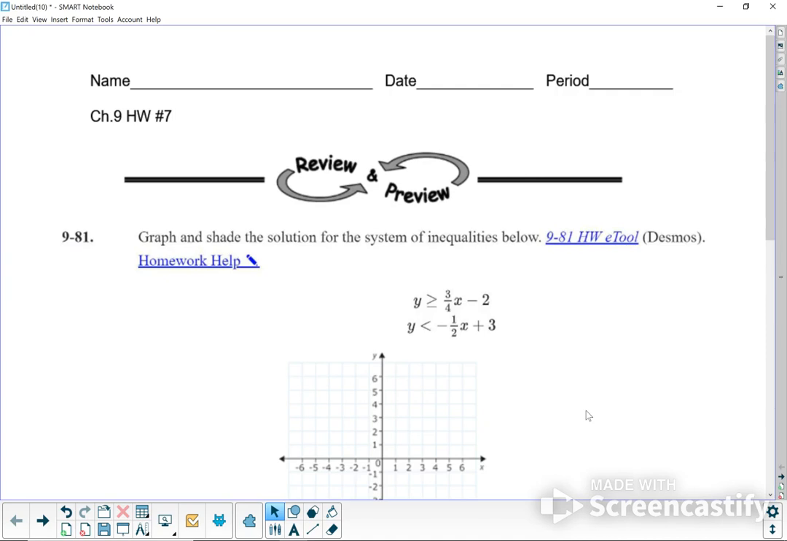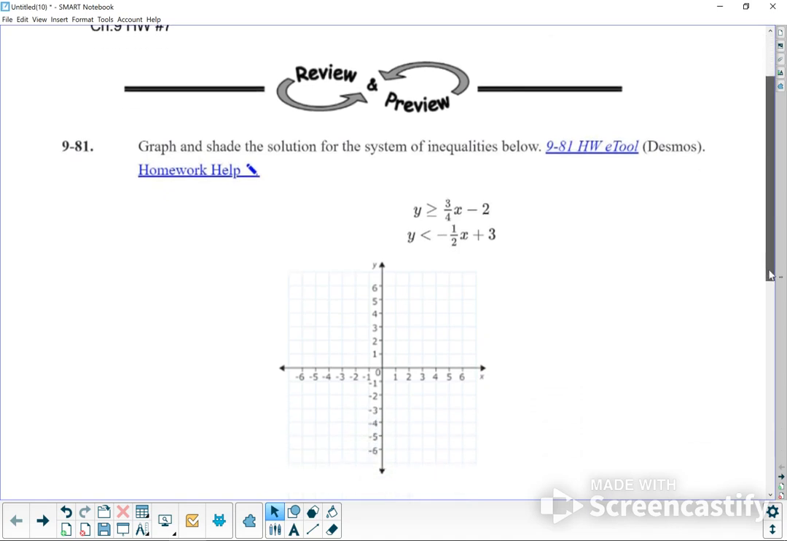This is tonight's homework, chapter 9, homework number 7. Graph and shade the solution of the system of equations and inequalities below.